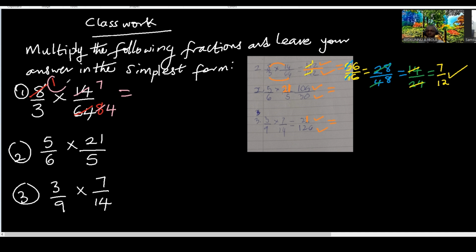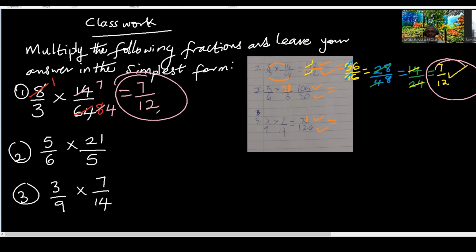What do I have left at the top? One. And what? 7. So what is 1 times 7? 7. What's remaining at the bottom? 4, and 3. What is 3 times 4? It is 12. So did it give us the answer? Yes.